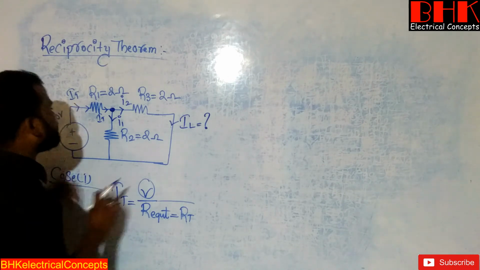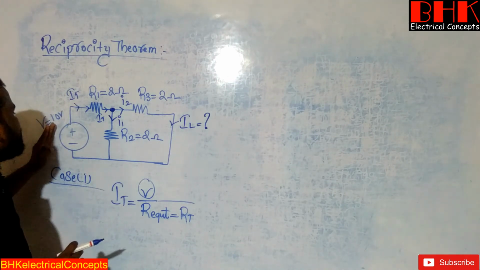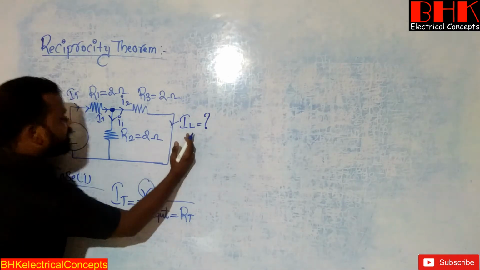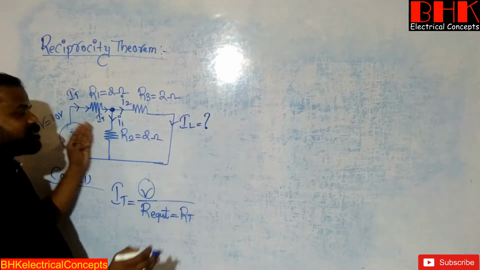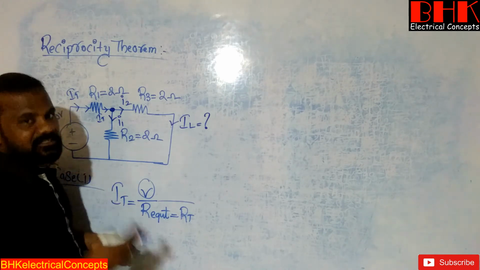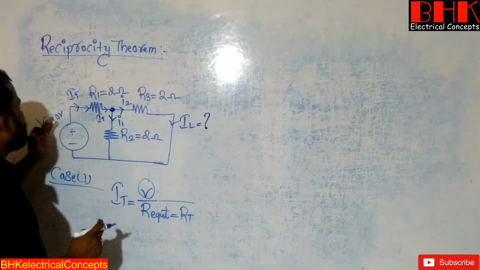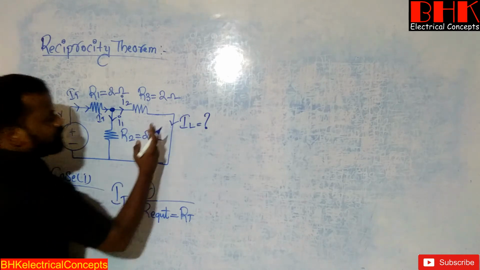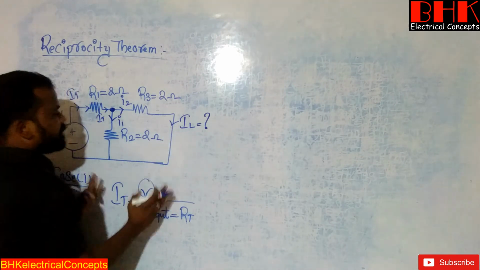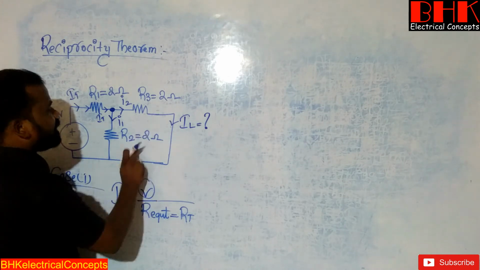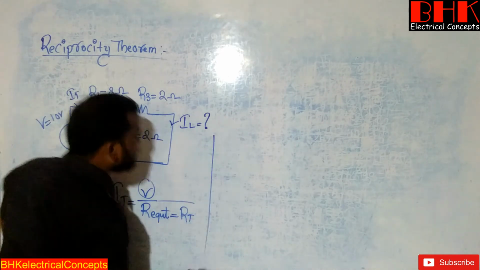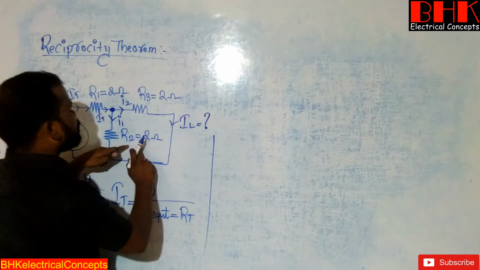Yes, now see here, the voltage source is connected on the left side, so always start from the right side. If the voltage source is connected on the right side, then always start from the left side to calculate the equivalent resistance. In this problem, voltage is connected on the left side, so always start from the right side. Now see, R3 and R2 are both connected in parallel. Now calculate the parallel combination of R2 and R3.